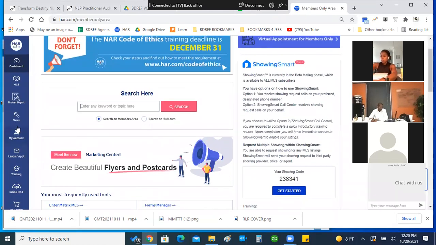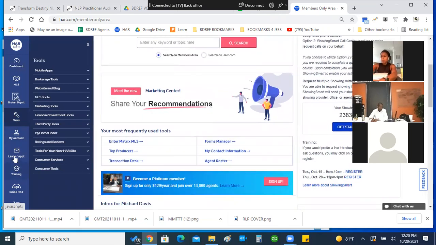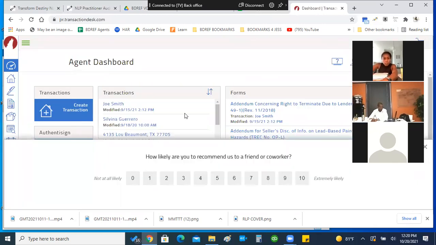All right, so if you go to tools, maybe, let's see. I thought it was tools. What did I say I was going to do? I'm going to do Transaction Desk. So again, when you log into HAR, you'll be able to get to Transaction Desk, Dot Loop, and be able to pull the forms.